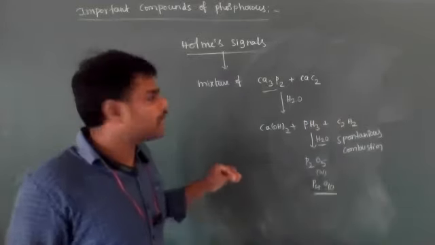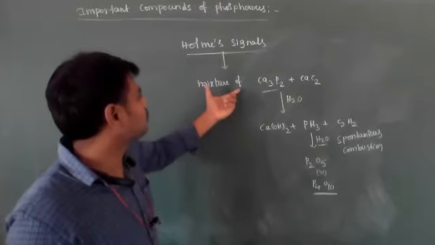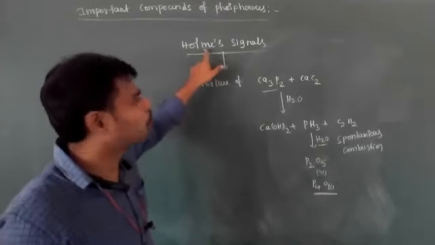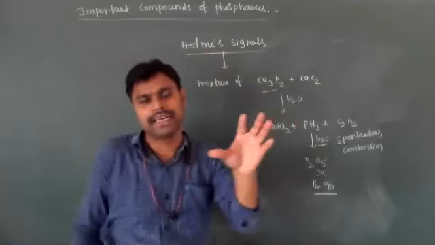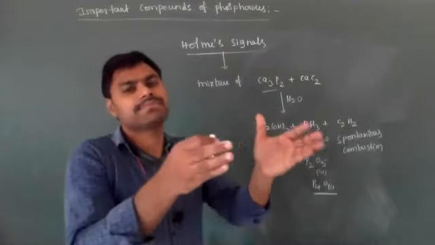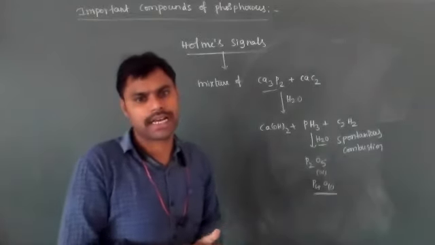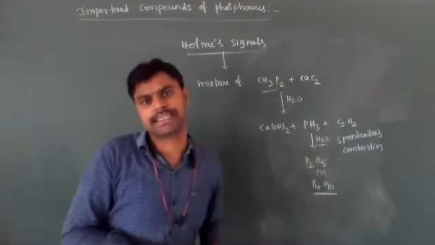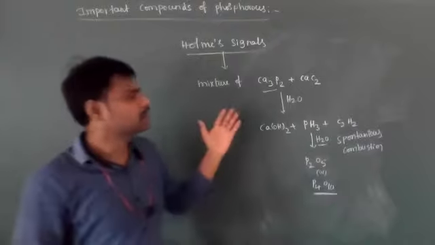That's why that mixture is what we use in Holmes signals. Holmes signal means it is an indicator. It is the mixture used as an indicator for ships in oceans or in the Navy department. Okay, that is the main importance of this phosphine.